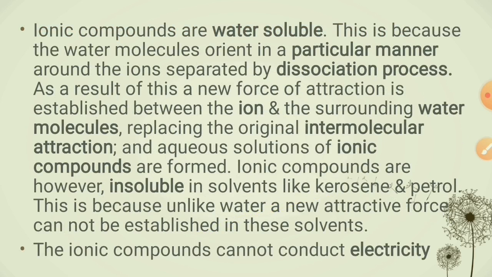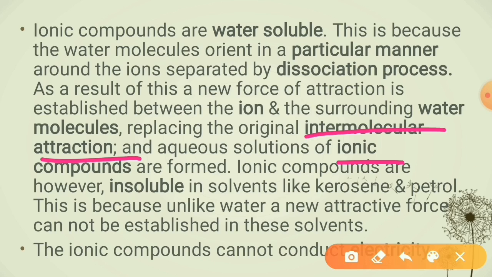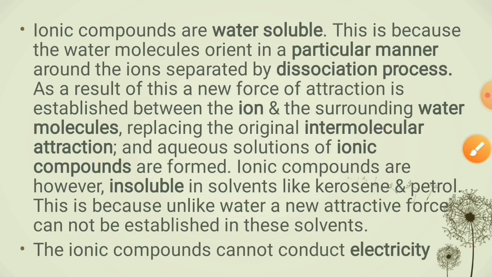Ionic compounds are water soluble. This is because water molecules orient in a particular manner around the ions and separate them by the dissociation process. This is important. As a result, a new force of attraction is established between the ions and the surrounding water molecules, replacing the original intermolecular attraction, and an aqueous solution of ionic compounds is formed. Ionic compounds are, however, insoluble in solvents like kerosene and petrol. This is because, unlike water, a new attractive force cannot be established in these solvents.